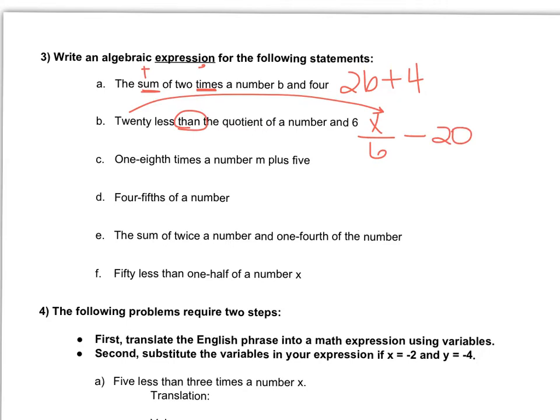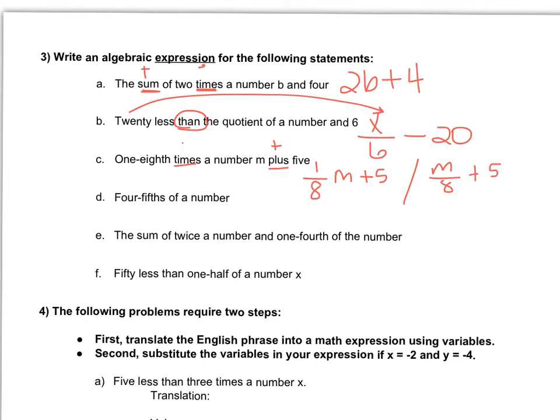Part C says 1/8 times a number plus 5. Notice I'm highlighting and underlining my clue words. So 1/8, that looks terrible. Let's try again. 1/8 times a number m plus 5. Or I could write this as m over 8 plus 5.